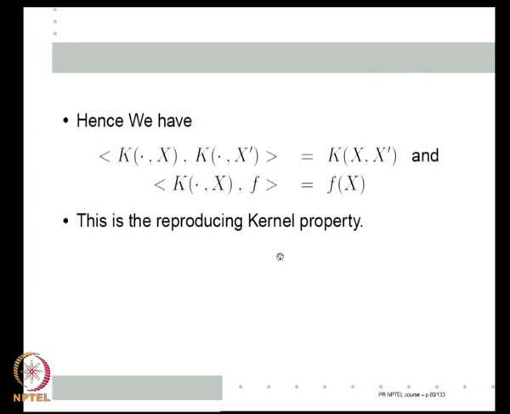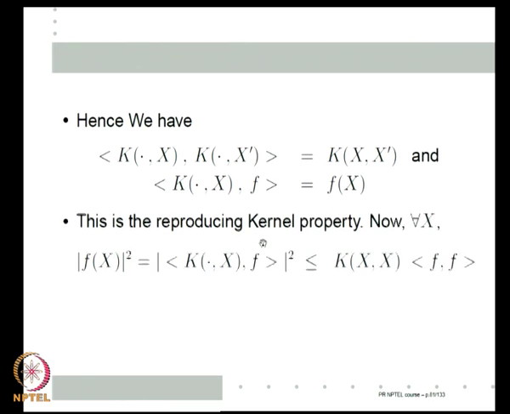Now, this is called the reproducing property of the kernel. If I take a kernel centered at x and take its inner product with f, what I get is the value of f at x. Right? If I take a kernel centered at x and take its inner product with f, then what I get is the value of f at x. This is called the reproducing kernel property.